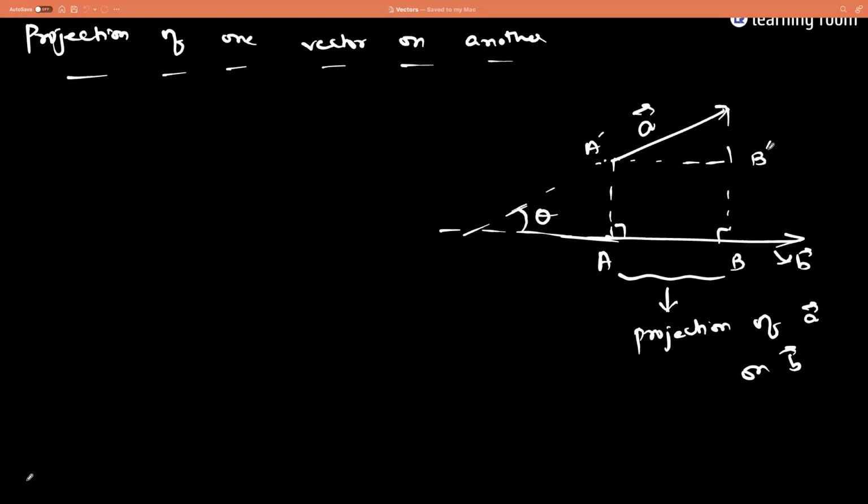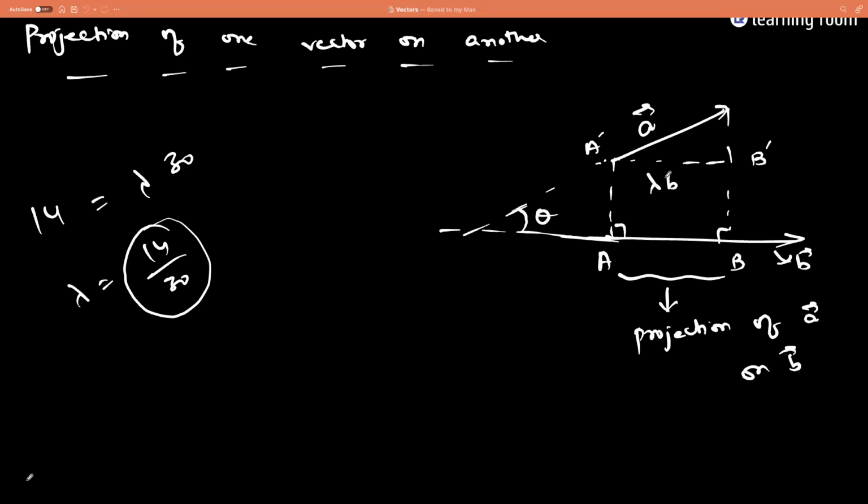So can I say that 14 is some lambda times 30? How can I write? See, 14 is lambda times 30. I don't know what lambda is. Lambda is 14 divided by 30. Means the length of the projection can always be represented in terms of the vector onto which the projection is done. Right? So keeping that in mind, can I say that this is lambda times B vector? And this is going to be theta.